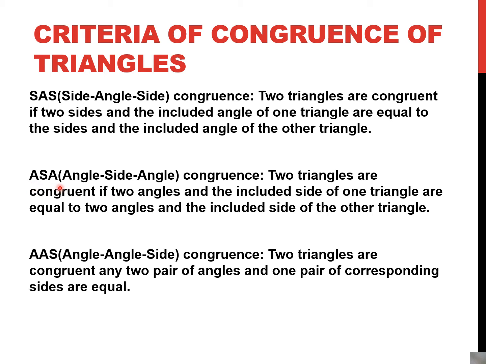The second one is ASA. Now here also order is very important. SAS means two sides and we are going to take the angle between them. When you're taking ASA, it means two angles and the side in between them.